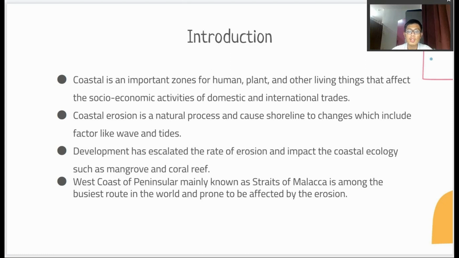So the development has escalated from time to time. So the rate of erosion and impact on the coastal ecology, such as mangrove and coral reef, has worsened from year to year. So west coast of Peninsular Malaysia, mainly known as Straits of Malacca, is among the busiest roads in the world and prone to be affected by the erosion.